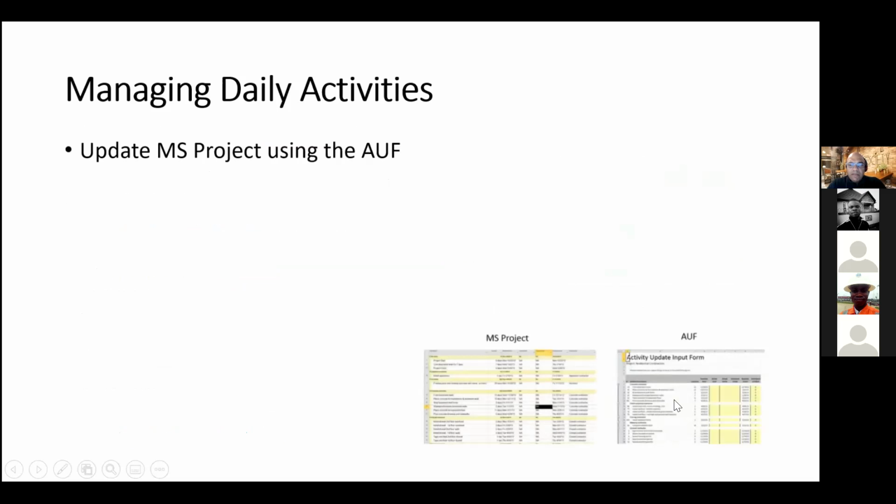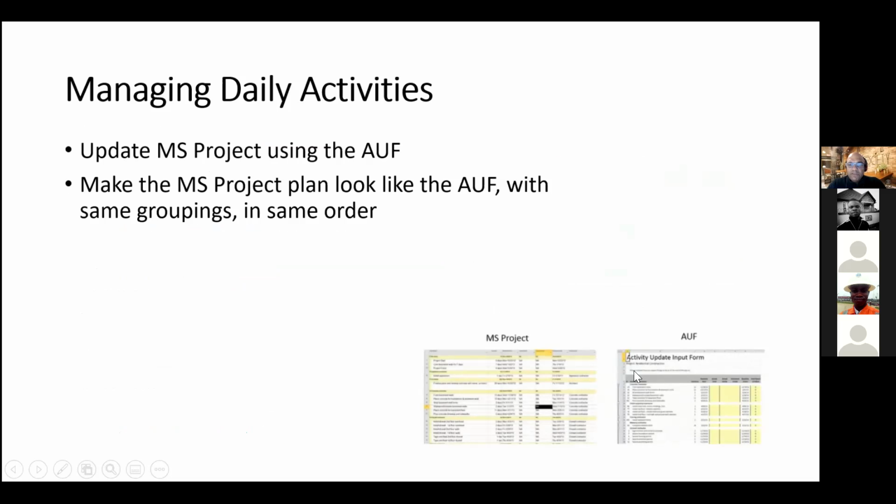Now, this activity update form will be used to enter information into Microsoft Project. So you should try and make the activity form in Excel look just like what you have in Microsoft Project or vice versa, right? So everything should be in the same order, which enables you to update items in Microsoft Project much more easily. So you can group these things by who is responsible. You might do it that way if you want.